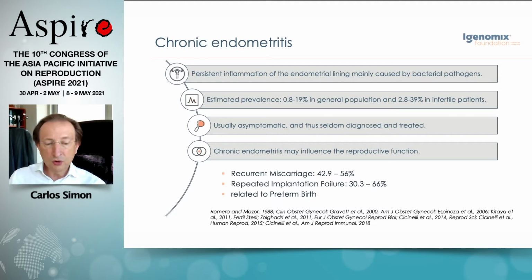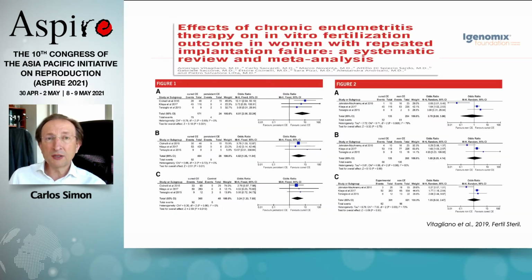So this is not a minor issue, the fact that this infection may continue during pregnancy, affecting everything that comes after that. But not only in pregnancy, chronic endometritis also affects the reproductive outcome in IVF. And you have here this systematic review and meta-analysis, and Ettore Cicinelli is one of the main authors contributing to the knowledge that we have on chronic endometritis. As you see, it is a clear deleterious effect of chronic endometritis in terms of reproductive outcome, as you can see in the slide and in the paper published just recently.